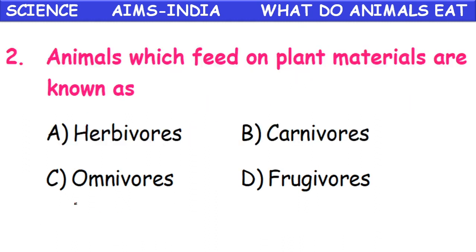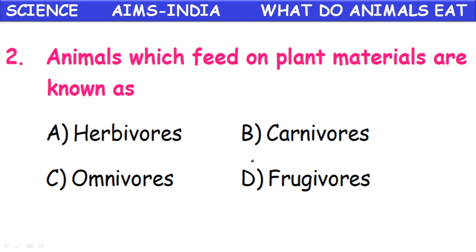Example, you can take vultures, jackal, fox. Okay, they are also called the scavengers. Animals which feed on plant materials are known as herbivores, carnivores, omnivores, frugivores.